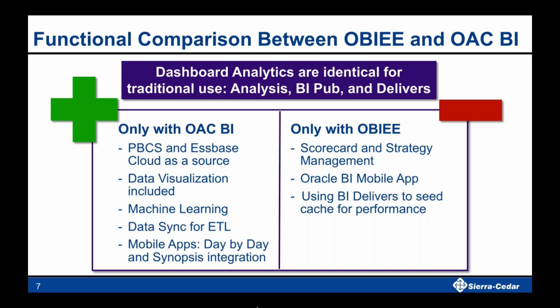The Oracle BI mobile application, obviously we've been talking about how OAC BI has the Day by Day and also the Synopsis phone apps, iPad apps, and such. The BI mobile app that they had for running your dashboards in a slightly different mode, that's kind of going away. So that one's phasing out, which is something to think about. And BI Delivers is in OAC BI, so you can schedule your reports and deliveries and such. But one thing we haven't seen yet is the ability to seed cache for performance. So that would be one other consideration to think about.